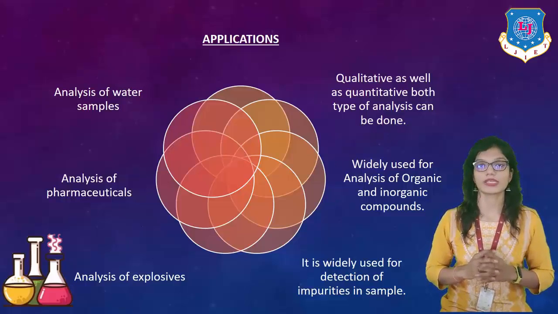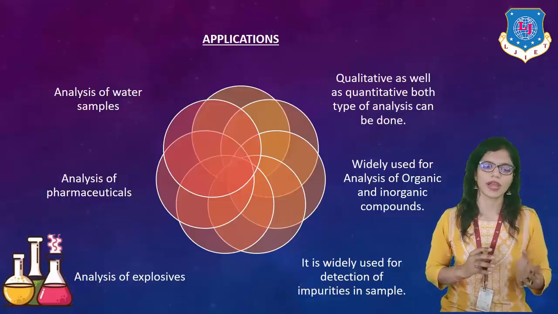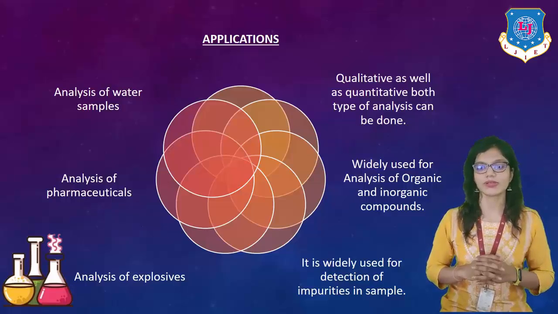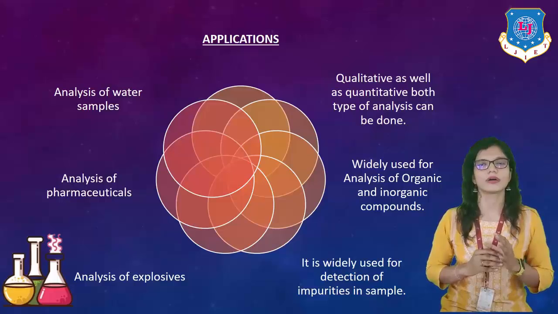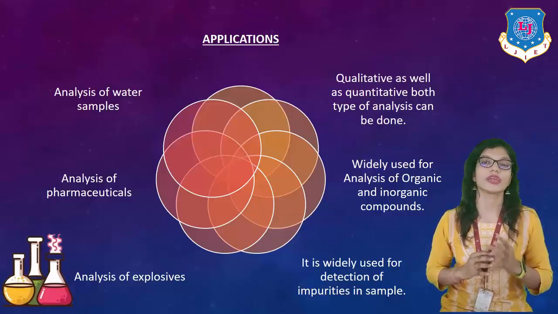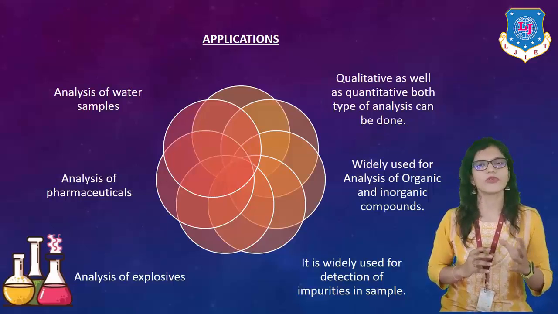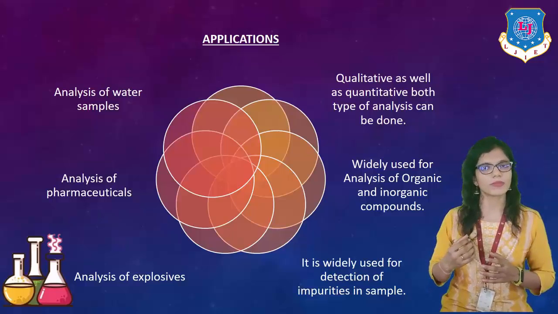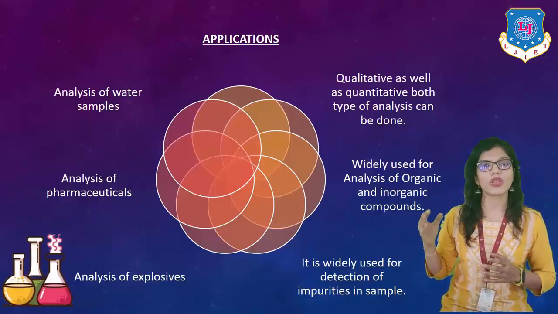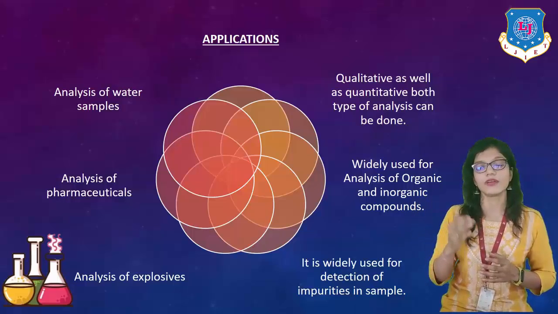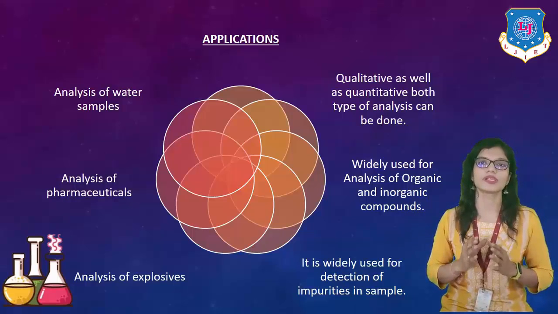It is used for analysis of explosives, and widely used for analysis of pharmaceuticals and water samples. Along with it, it can be used for analysis of any kind of NDPS substances, like narcotic drugs and psychotropic substances. It is widely used in forensics for the analysis of any kind of crime scene. Whatever we get from that crime scene, we can analyze it, for any kind of polymer material to small chemicals, through UV visible spectroscopy.